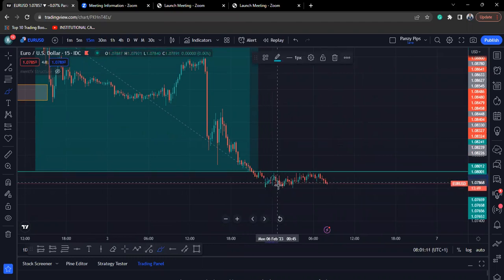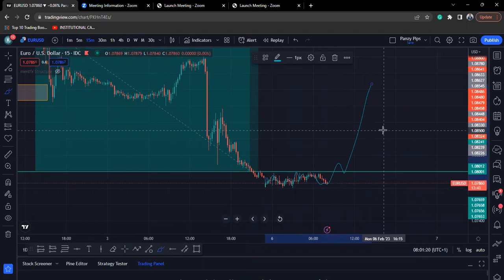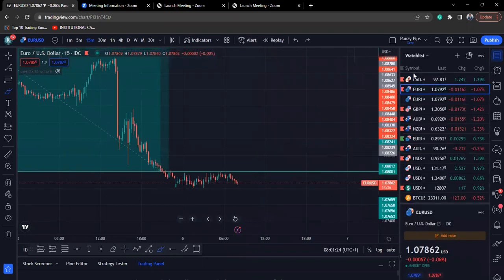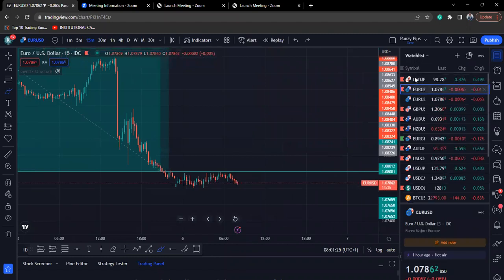You can call it a long consolidation. Okay, I need a break. Once I get a break, a test, I'll look to go up and see how we can take advantage of this market. So for today, the Euro US dollar would be on our watch list.